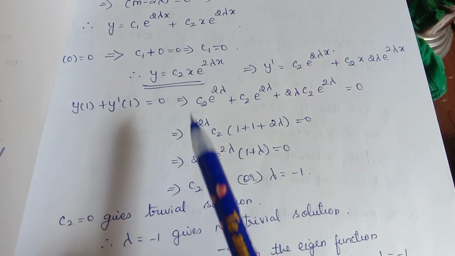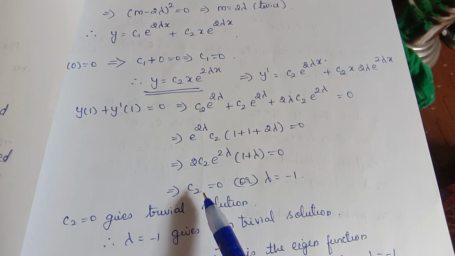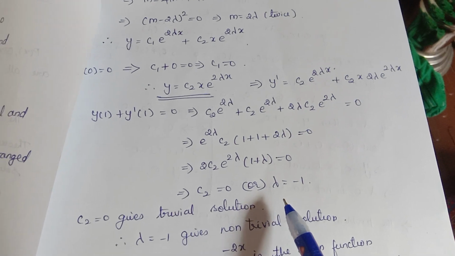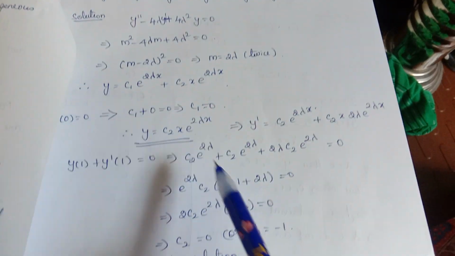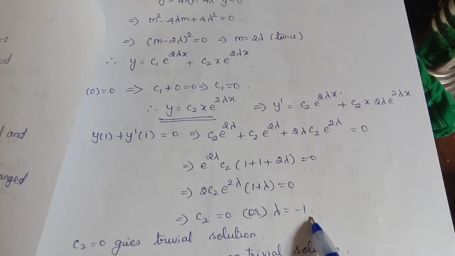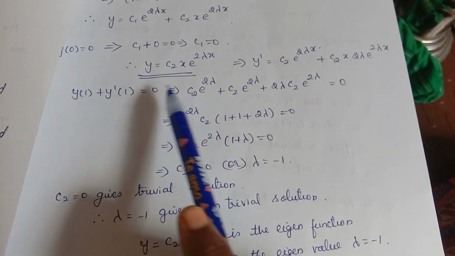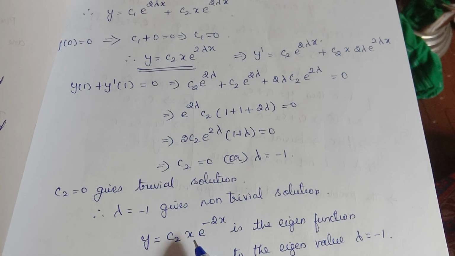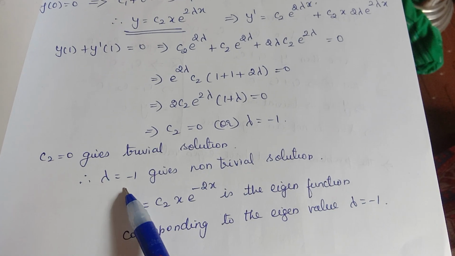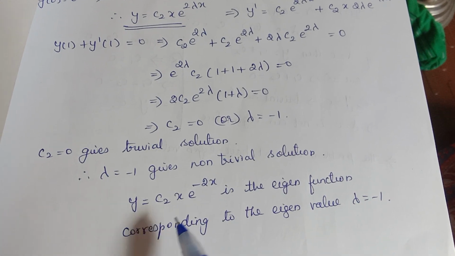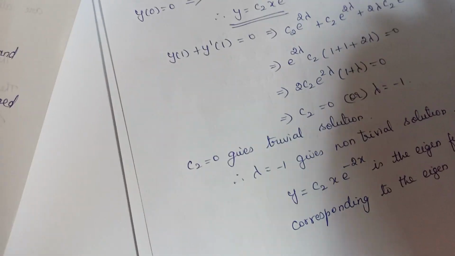See, already we have c1 is equal to 0. If c2 is also equal to 0, that will give you only the trivial solution. Okay, so the only eigenvalue for this problem is lambda equal to minus 1. So for this problem, the only eigenvalue is what? Lambda equal to minus 1. So the particular solution for lambda equal to minus 1 is given by y equal to c2 x into e power minus 2x. So this is the solution for the problem corresponding to this eigenvalue, and this is called the eigenfunction. Okay, that's all. Then next problem.